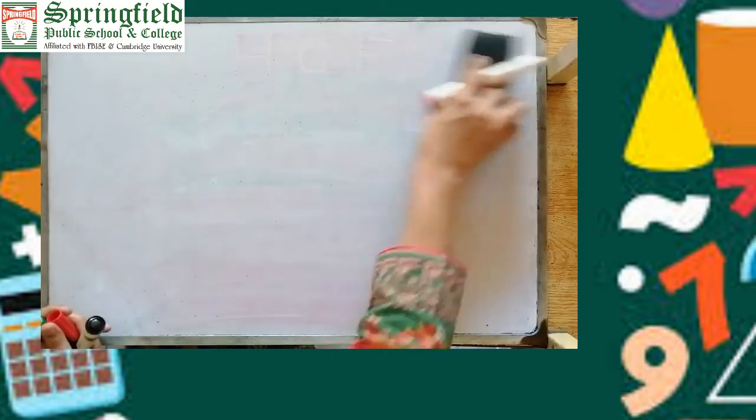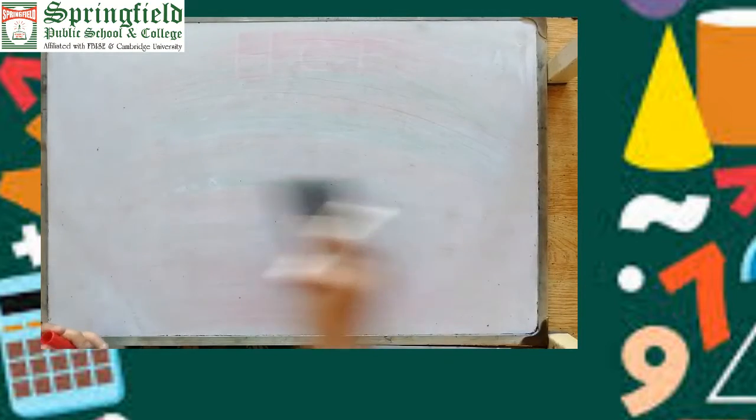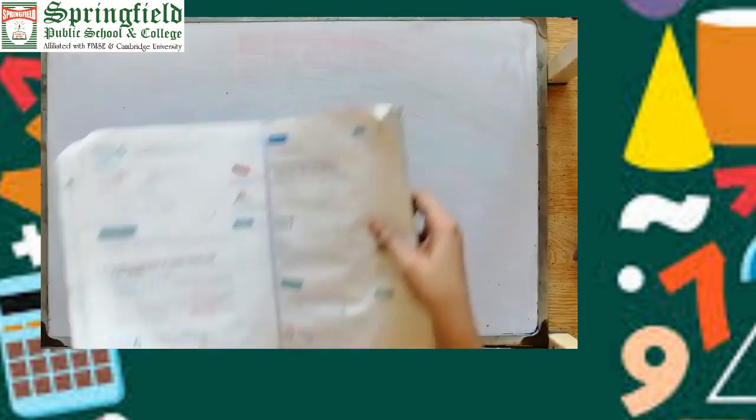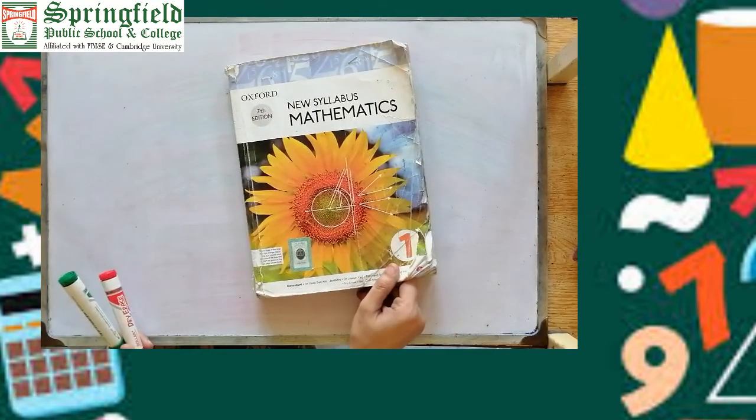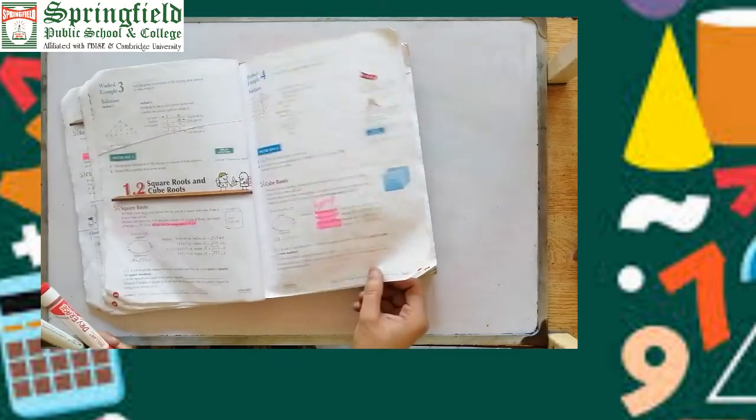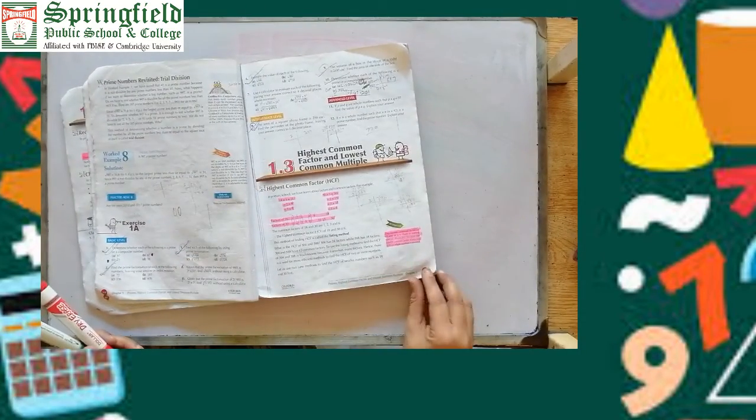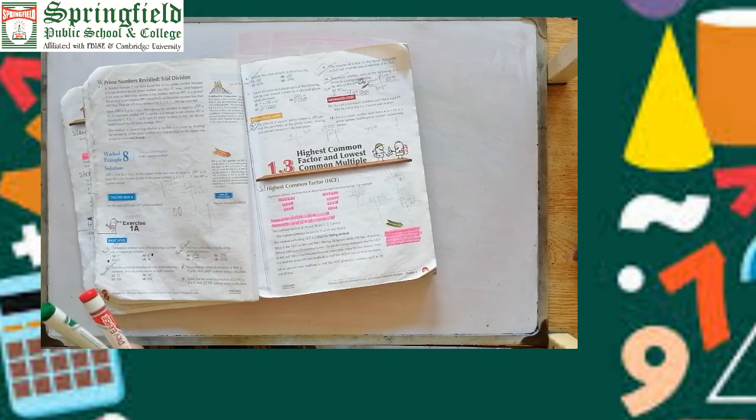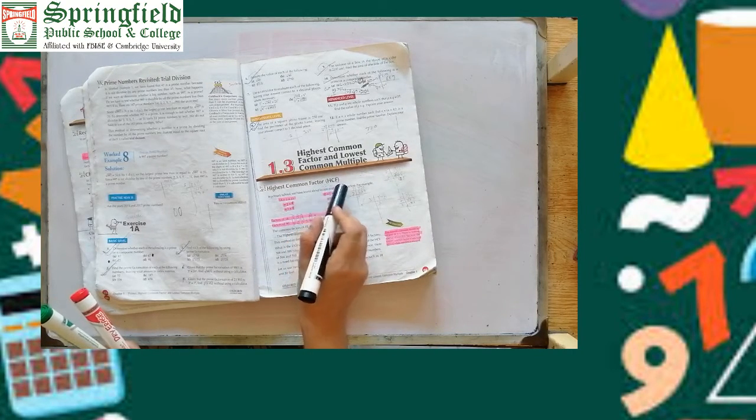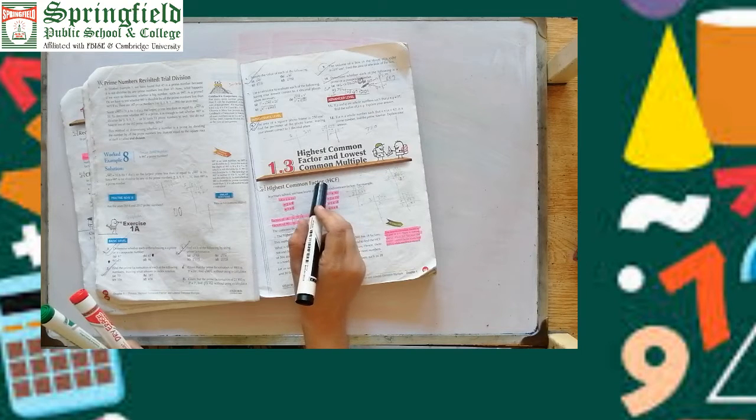After the explanation, now come to the book. Open your book. This is your book, New Syllabus Mathematics 1, 7th edition. Now turn to page number 14. We are starting page number 14, and the topic is highest common factor and lowest common multiple. It means HCF and LCM.